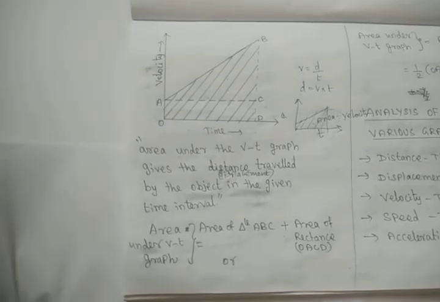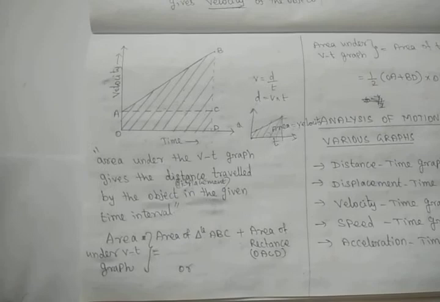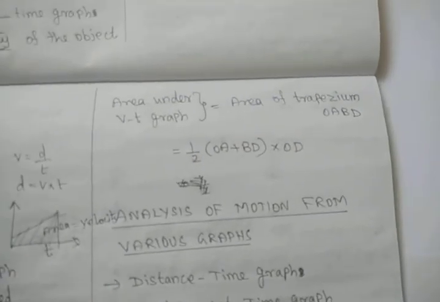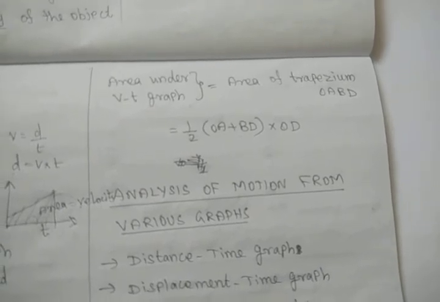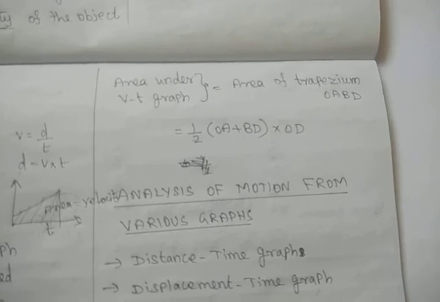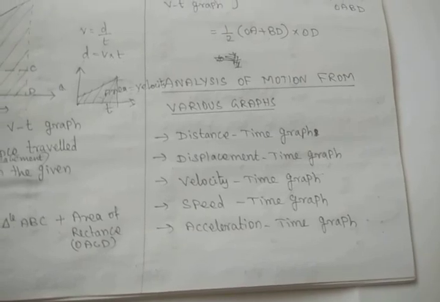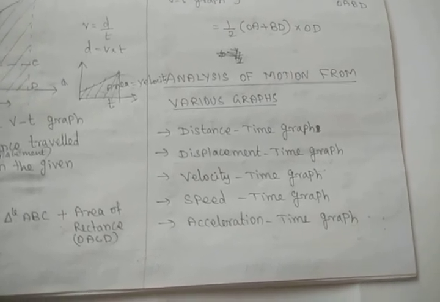So this is the next page. Then the shape of this area is equal to the area of a trapezium. I already told you that it is the sum of the two parallel lines multiplied by the height of the trapezium into half. So in the next video or the next session we are going to see the various graphs that represent the motion of a body.